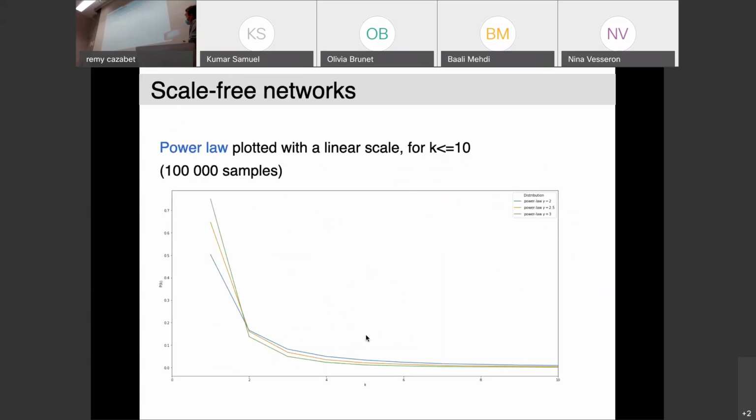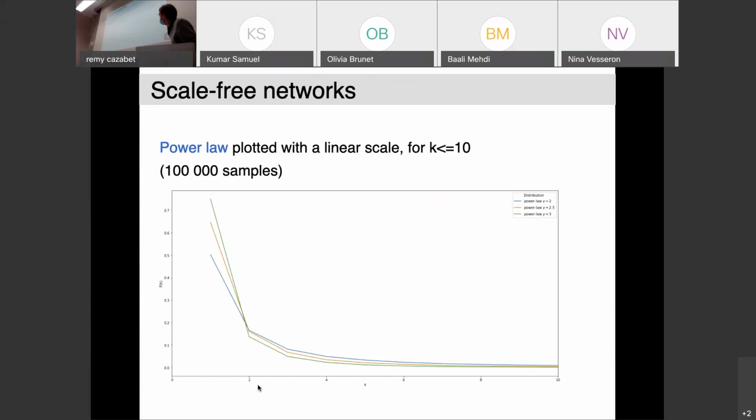So let's look at in practice how it looks if you plot it. Here I plotted in linear scale, and in a linear scale I stopped at 10. We have 100,000 samples, so I just generate samples with the distribution, and I get this shape with varying exponent. Here the exponent is going from 2 to 3, which are typical values, and you see that it looks like this.